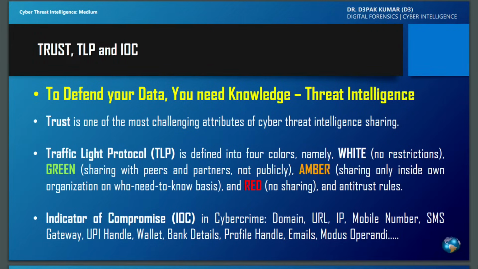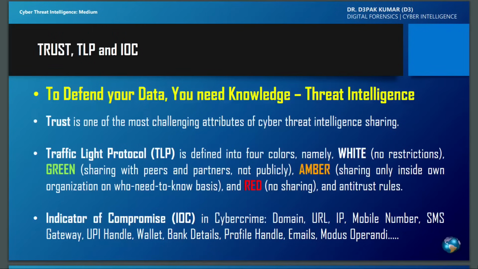And at the last, we have seen the indicator of compromise. If we talk about cyber and we are not talking about IOC, then we are missing something. An indicator of compromise is very important from the cyber security perspective, where hash values, URL, domain, IP, mobile number are the indicators generally. When you talk about the cybercrime perspective, we have phone numbers, SMS, UPI handles, different entities. So we have to understand exactly.